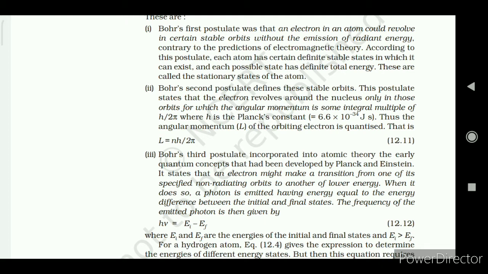The negative sign of the total energy of an atom moving in an orbit means that the electron is bound with the nucleus. Energy will thus be required to move the electron from the hydrogen atom to a distance infinitely away from its nucleus.